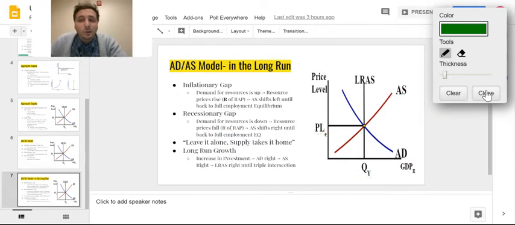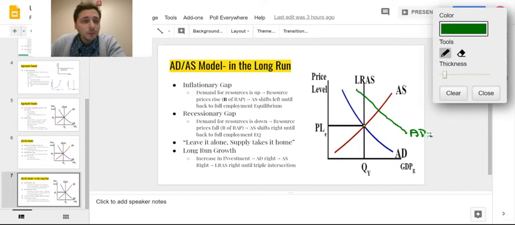Now, what about long-term economic growth? How do we show that? Long-term economic growth normally is shown with an increase in investment, right? So let's say investment goes up. What's going to shift if we're buying more capital goods? Well, investment is one of the 4 elements of GDP. It's also a demand element. So aggregate demand is going to shift to the right. So I have AD2.